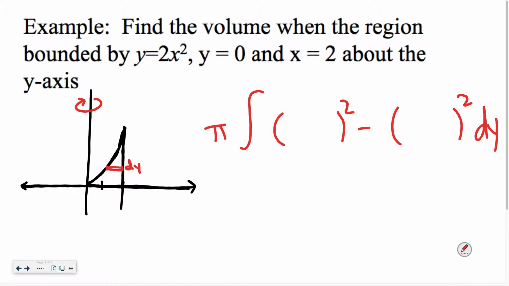Where do we start? 0. Now we need to figure out what this coordinate is, but we care about the y value. Well, we know the x coordinate is 2 because this is x equals 2. So when x is 2, what is y? So we're going to go from 0 to 8. Those are the y values of our region.